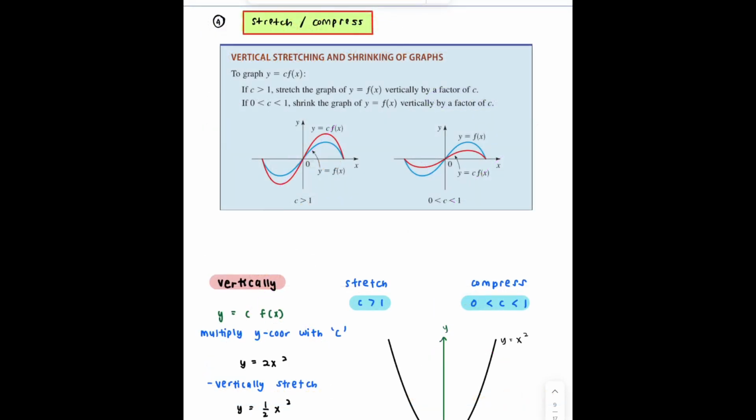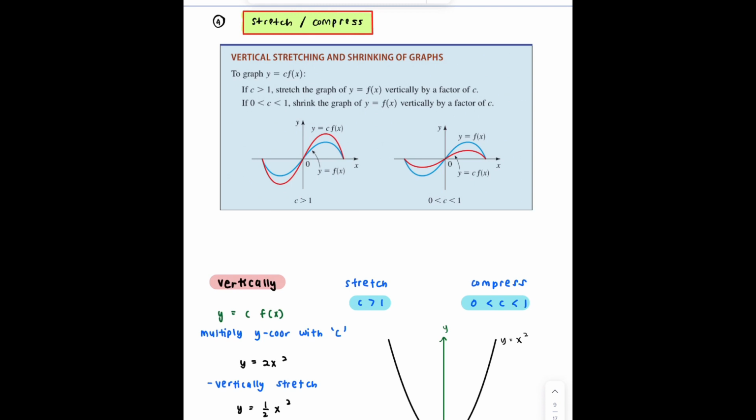This is the last method, which is either you are having stretch or compress. Okay, so look at the constant. The constant right now is you multiply the constant with the function. Okay, before this, for shifting, your constant is either a plus or minus operation. But this one is multiplication of the constant with the function. Okay, how to know whether your graph is having stretch or compress? Okay, look at the condition of C.